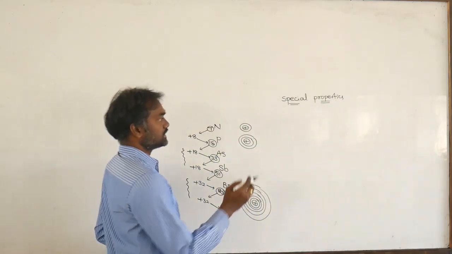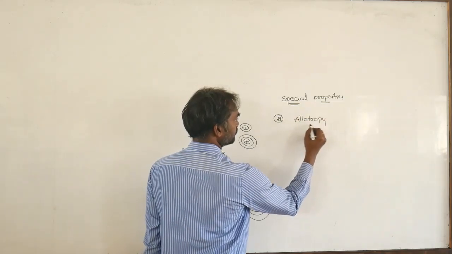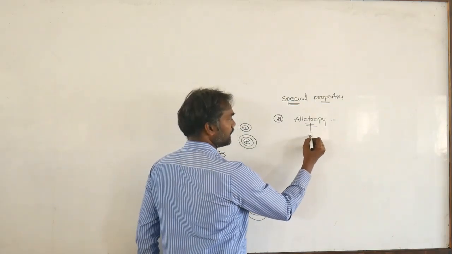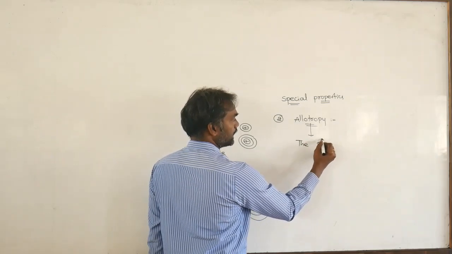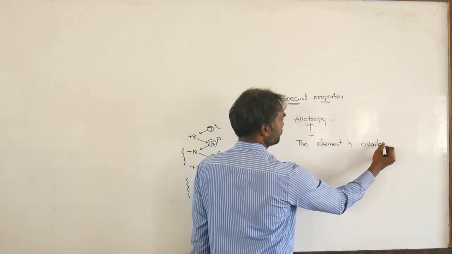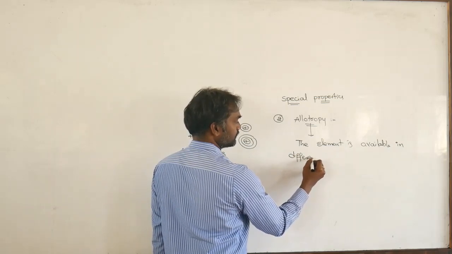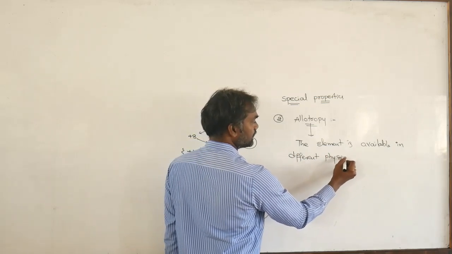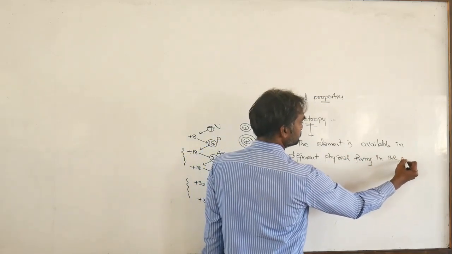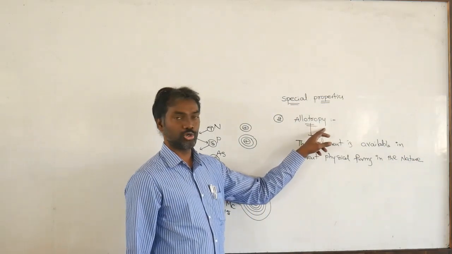Next, second, allotropy. Allotropy means the element is available in different physical forms in nature. Such physical forms are called allotropy.